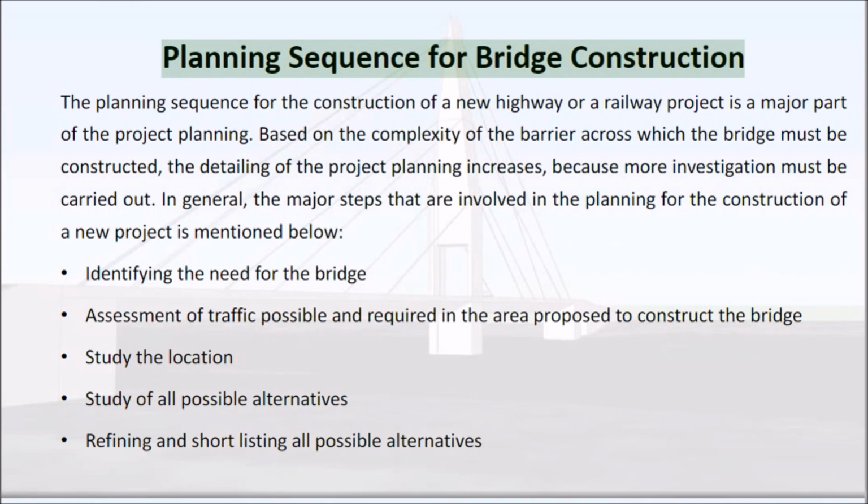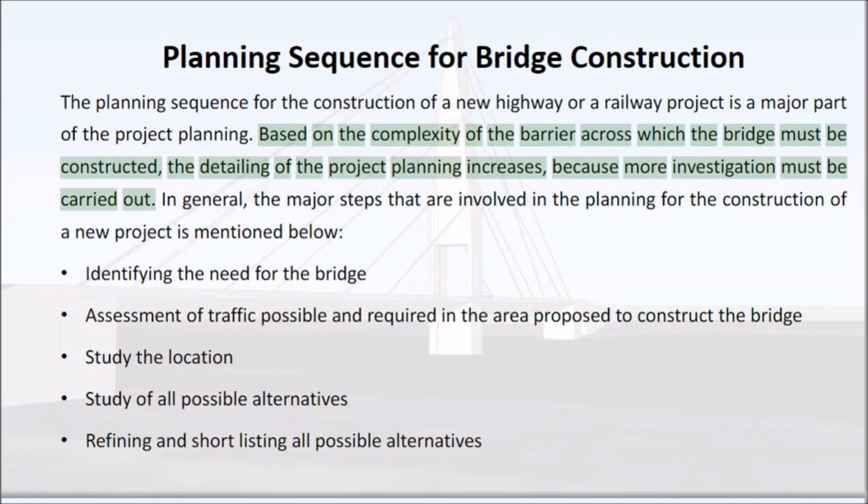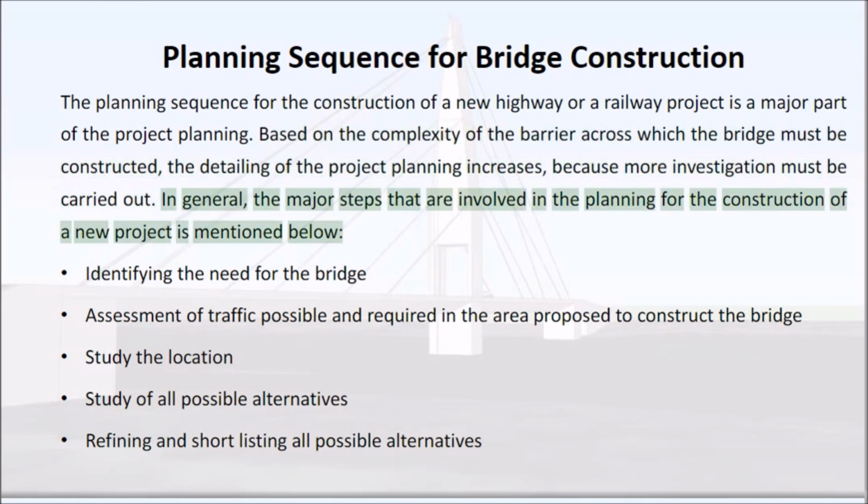Planning sequence for bridge construction. The planning sequence for the construction of a new highway or a railway project is a major part of the project planning. Based on the complexity of the barrier across which the bridge must be constructed, the detailing of the project planning increases, because more investigation must be carried out. In general, the major steps that are involved in the planning for the construction of a new project are mentioned below.